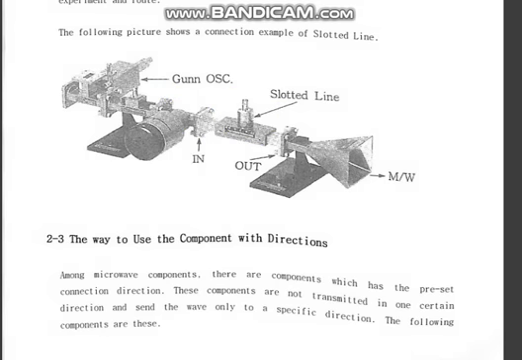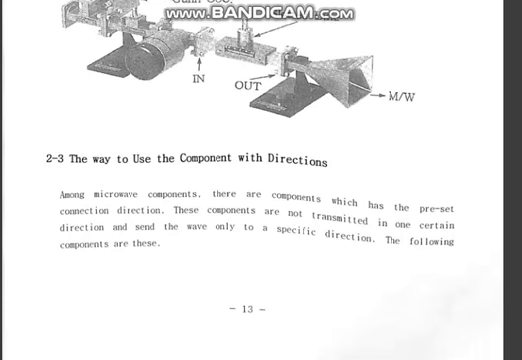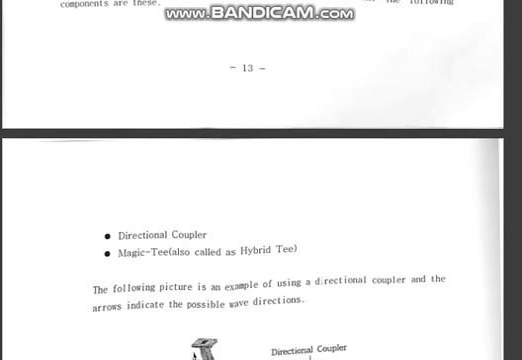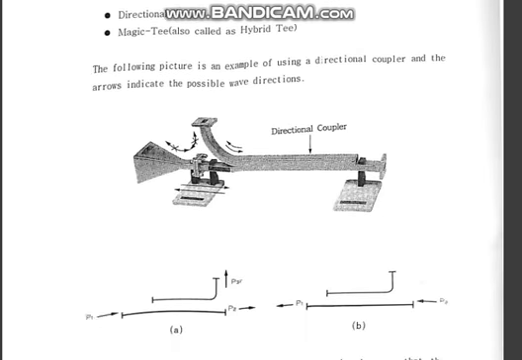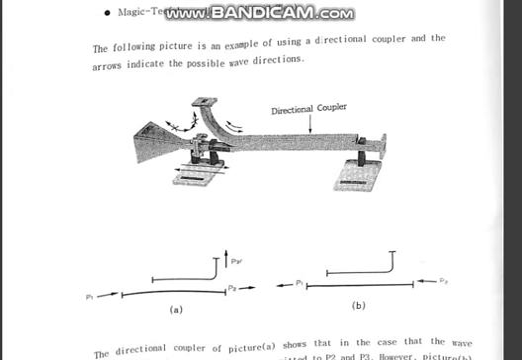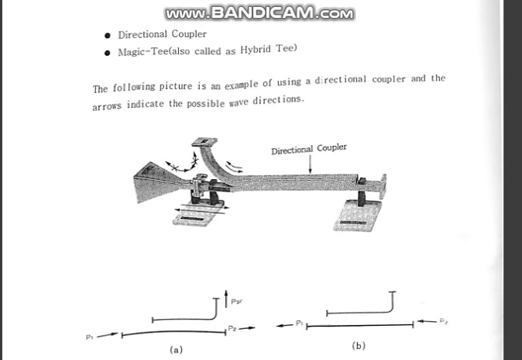So, the use of components with directions. Among microwave components, there are components which have preset connection directions. These components do not transmit in every direction and send the wave only in a specific direction. Now that is the pictorial definition of the directional coupler and magic T.